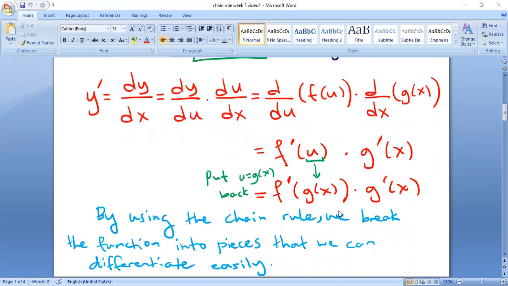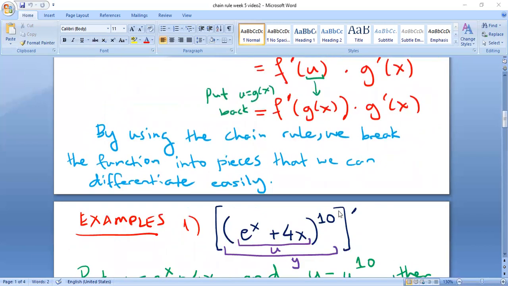The proof is actually a little bit detailed, so I'm going to skip the proof of the chain rule. But we need to know the chain rule because it's going to be a technique used for differentiating so many functions. The point of the chain rule is, we break a function which is not a simple power function or an exponential function or a trigonometric function, but more a composition of those two or three functions, into pieces so we can differentiate easily. That's where the chain rule comes to help.